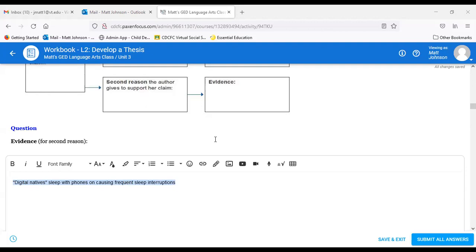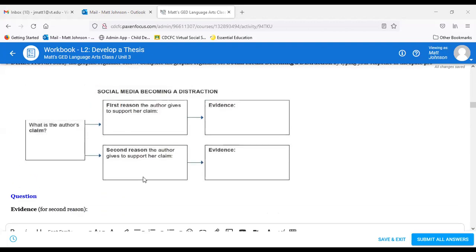Okay, now we've filled out our entire flow chart, right? So the second reason being sleep disruptions, and the evidence presented by our expert shows that digital natives sleep with phones on, which causes frequent sleep interruptions as they answer the phones throughout the night. There we go. So our first passage is taken care of. We have a mental map now of every point from start to first and second reason to evidence.